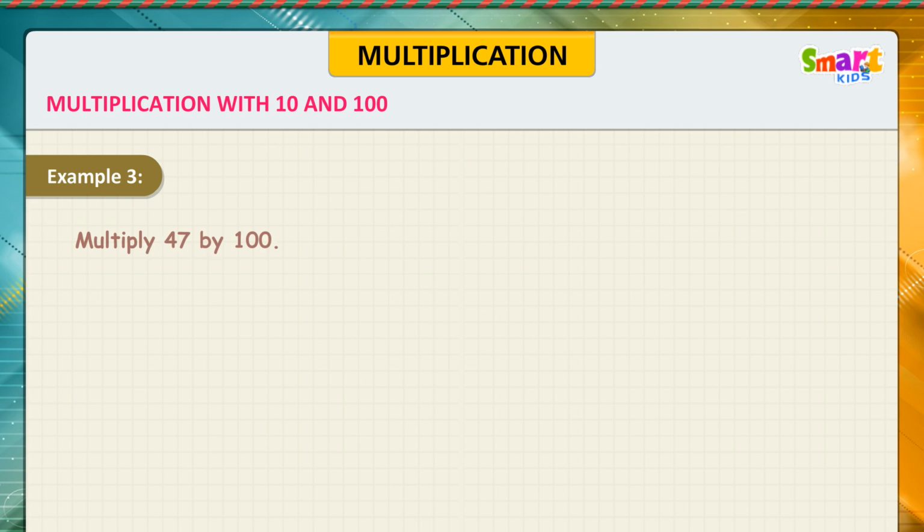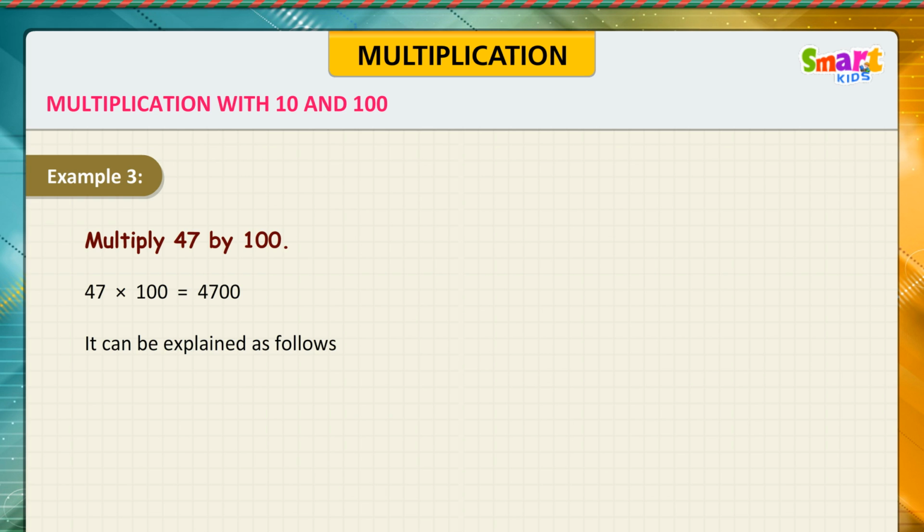Example 3. Multiply 47 by 100. 47 into 100 is equal to 4700. It can be explained as follows. 47 into 100 is equal to 47 into 1 hundred is equal to 47 hundreds is equal to 4700.